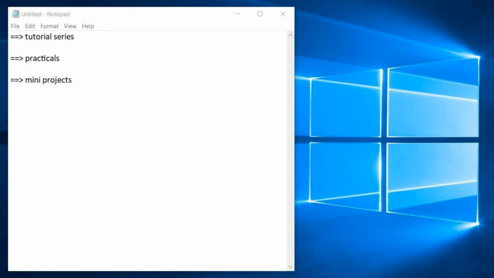In this tutorial series, we are going to cover the whole C language in depth. After learning through these tutorials, you will get practicals based on each tutorial. Also, you will get some mini projects which will test your skills and help in improving them.